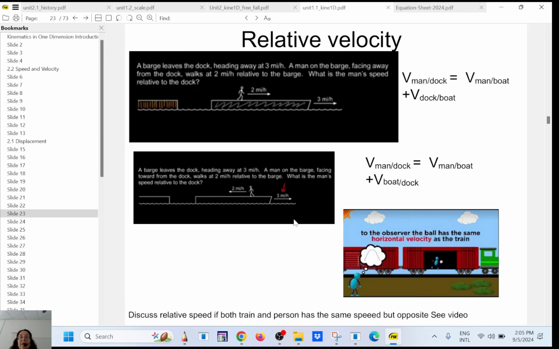So we talked about that. Now, if you are going in the same direction, relative to the dot, of course, you need to add here, right? It will be 5 miles per hour. And in that case, it will be 1 mile per hour.